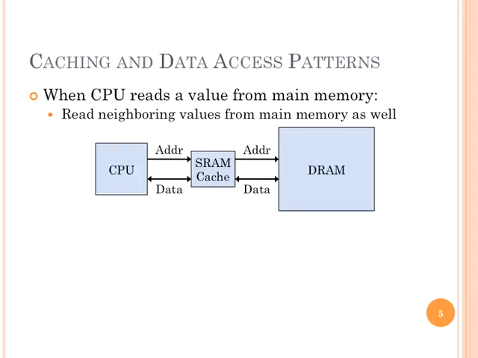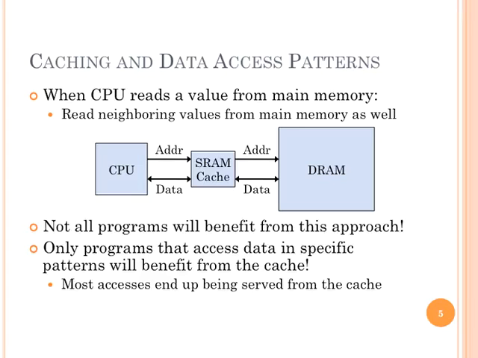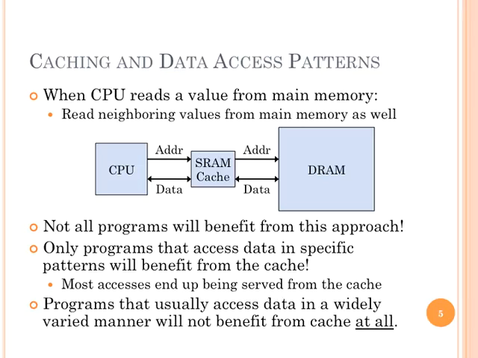Okay, so like I said, the CPU reads a value from main memory, and by this I mean the program says I want this value. Then the processor goes ahead and reads neighboring values as well and loads them into a cache. Of course, we have to have programs that access memory in a specific way if we're going to benefit from this cache, so that most of the accesses are satisfied out of the cache.